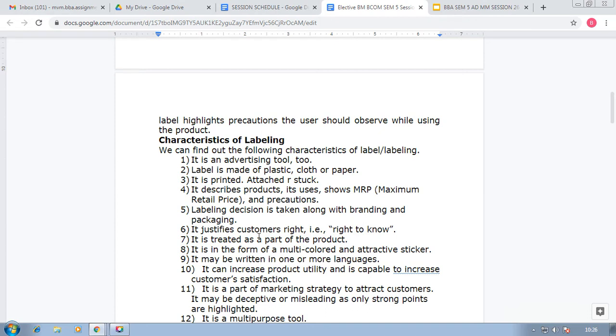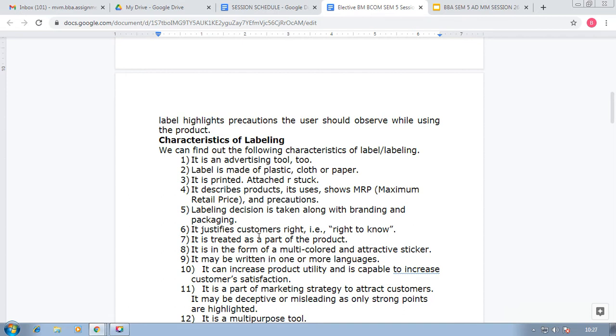So it is one kind of advertising tool, students. It is printed, attached or stuck on the products. It is made of plastic, cloth or paper. A label describes the product, its use, and MRP. Once we purchase a product, we hold it in our hand, read the MRP, precautions and uses, see the quality of the product, and whether it is original or not, we can identify through the label which is stuck on the product.